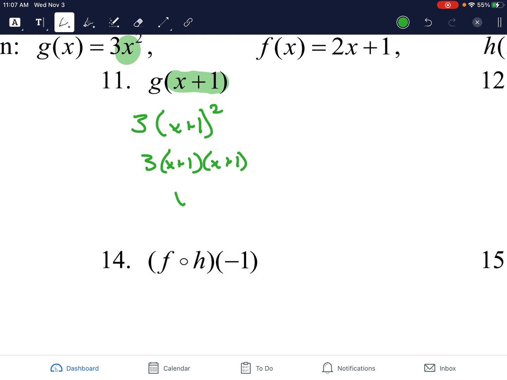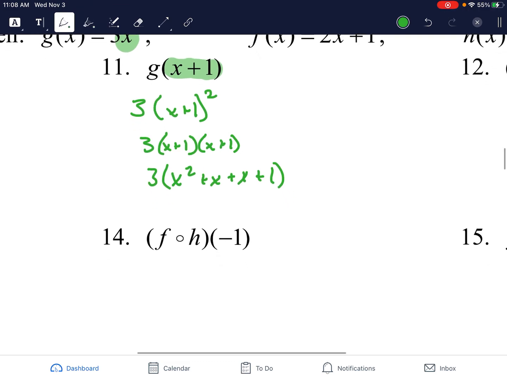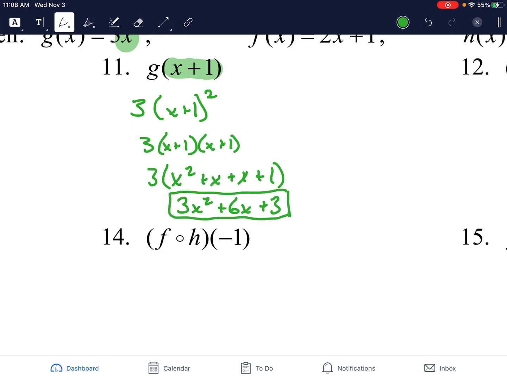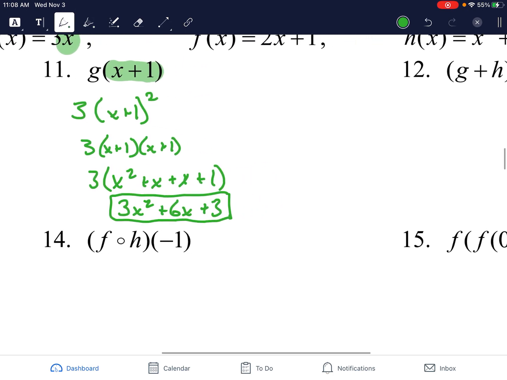So x times x is x squared. x times 1 is x. 1 times x is x. And 1 times 1 is 1. This is still being multiplied by 3, which we'll do as we combine all the like terms. So 3 times x squared is 3x squared. x plus x is 2x times 3 gives me 6x. And 3 times 1 is 3. That would be the answer for 11.